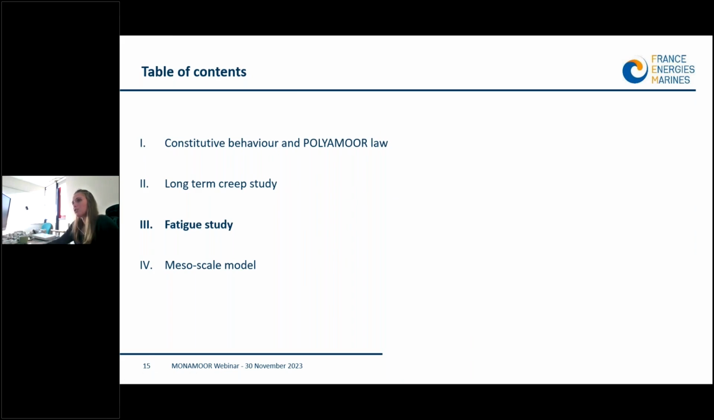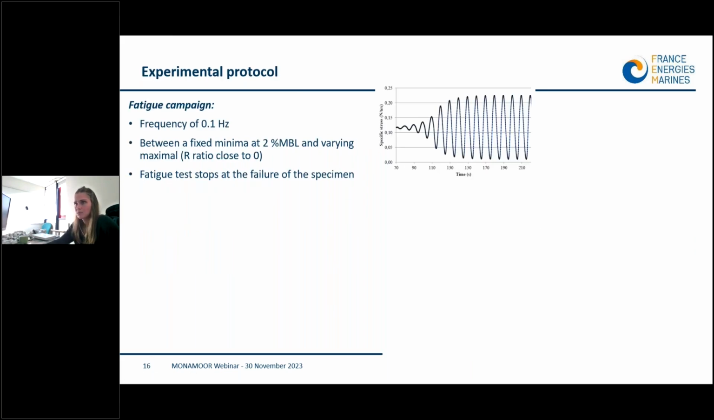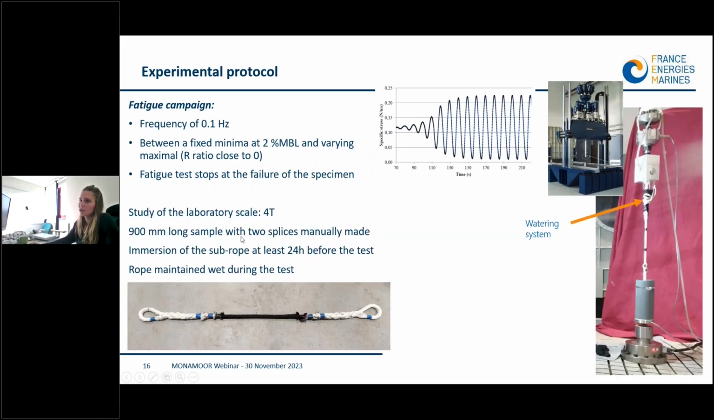So now I will present you the fatigue study we performed. We performed the fatigue campaign on, again, a laboratory scale subrope, so photon scale subrope, at a frequency of 0.1 Hertz, which is a frequency comparable to the swell frequency. And our fatigue campaign was performed between 2% of the MBL and a varying maximal force. So we were cycling the subrope between 2% of MBL and a maximum force. And so the load ratio was close to 0 for all of our fatigue test campaign.